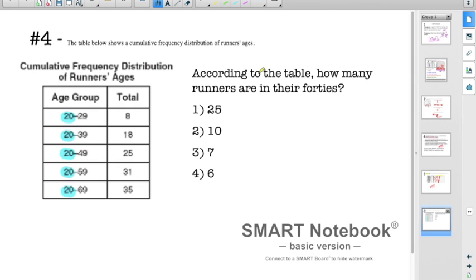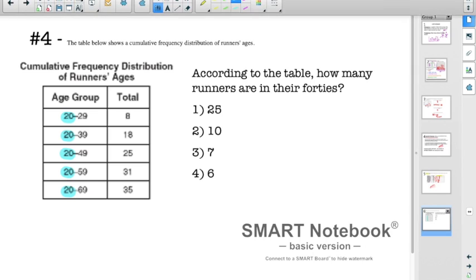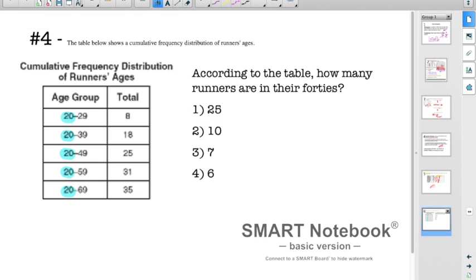So according to the table, how many runners are in their 40s? Walk through the table. The number of runners between ages 20 and 29 is 8. Okay, cool. Now it says the number of runners from ages 20 to 39 is 18. But wait, hold on. This just said between 20 and 29 is 8. Now it's between 20 and 39. So what was the difference? How did I get from 8 to 18?